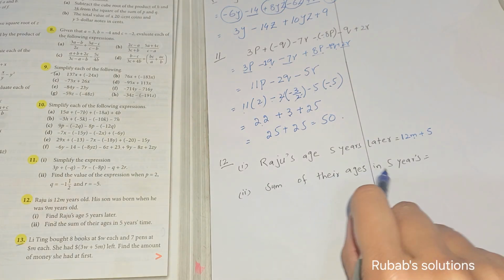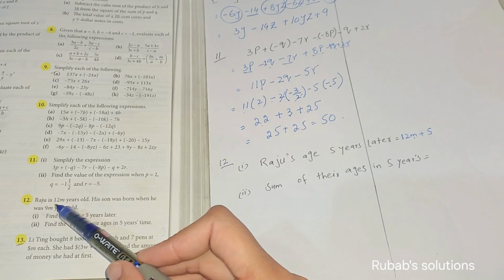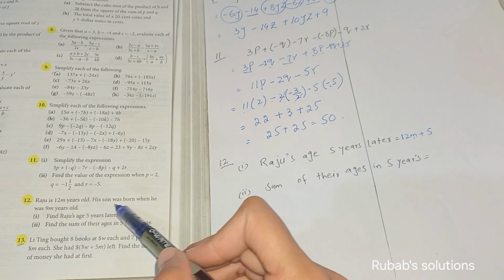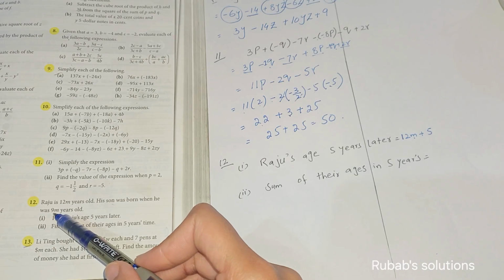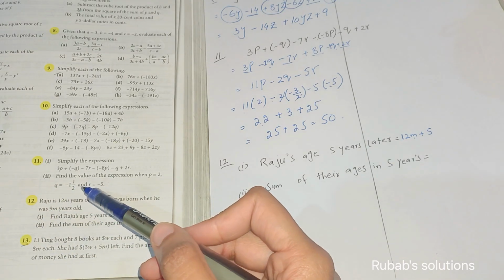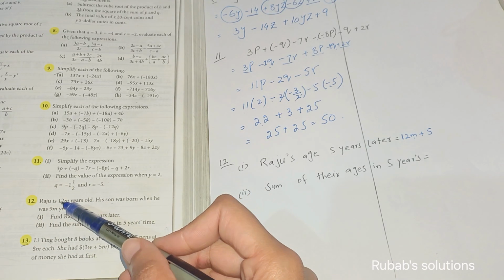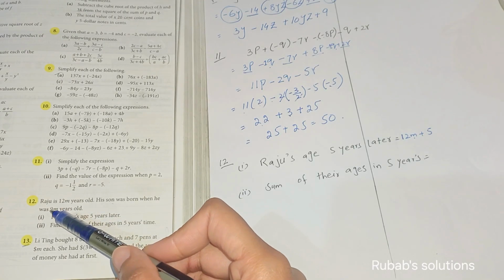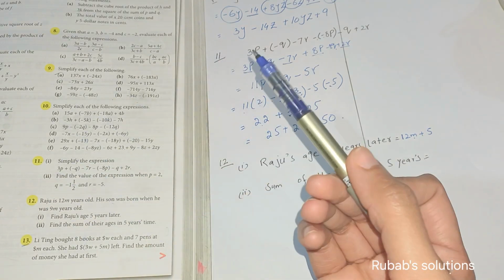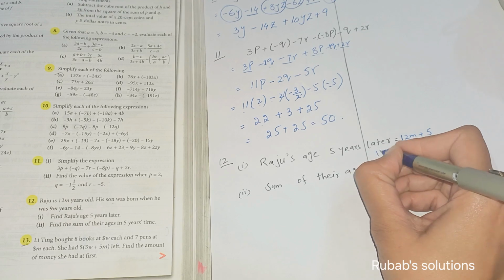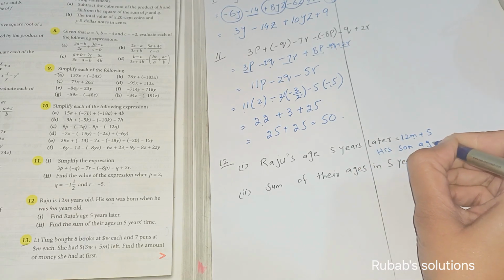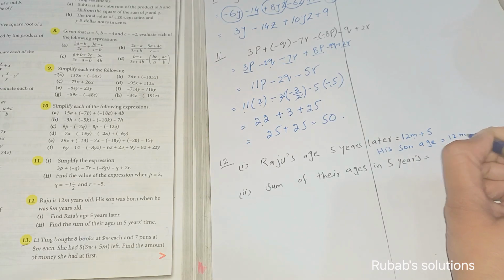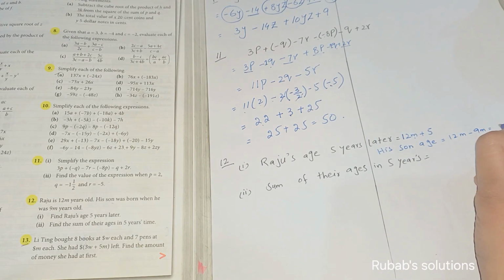Now the sum of their ages in 5 years. Now from here, Raju is 12m years old. His son was born when he was 9m years old. So that means his son's age now is, because now he is 12m and his son was born when he was 9m, his son's age now is 12m minus 9m. So that means his son's age is 3m.